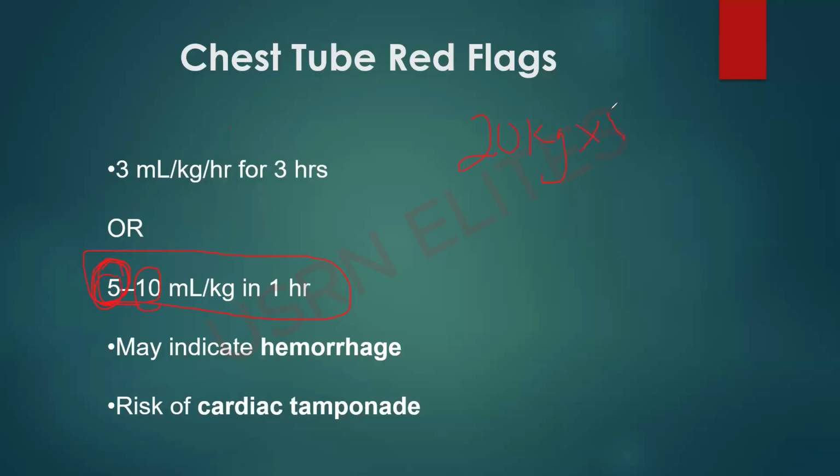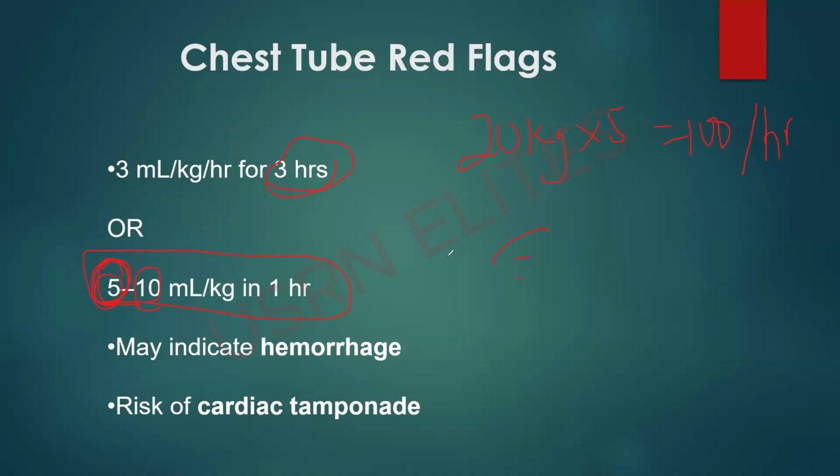Times 5, you're going to get what? 100, right? You're going to get 100. So if you are having 100 or more in the first hour, sorry, per hour, that is an issue. But it shouldn't continue for 3 hours. Sometimes you can have it happening only once or maybe twice, then it comes back to normal.